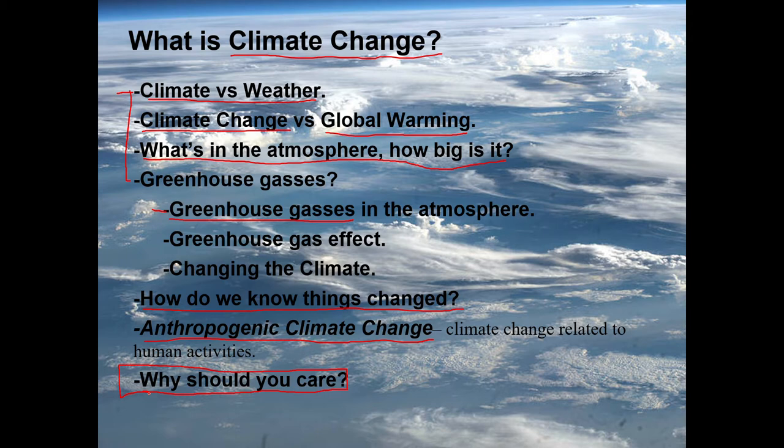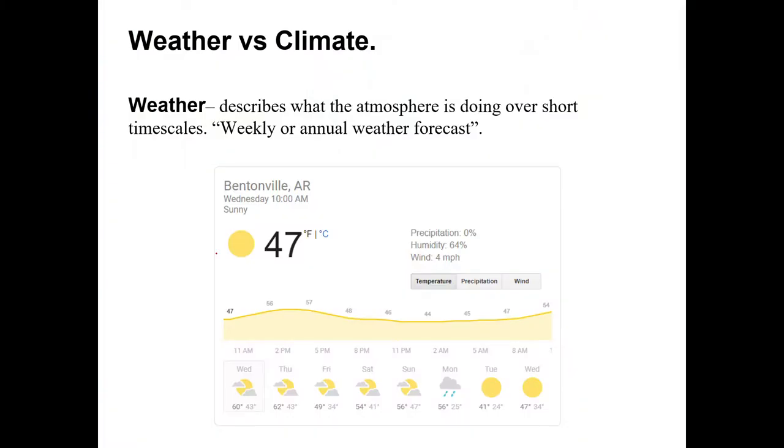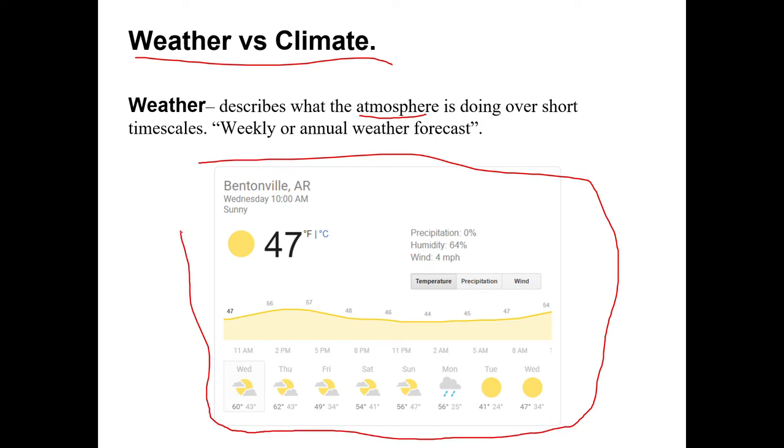Anyway, so let's begin. So first off, weather versus climate. Weather describes what the atmosphere is doing over short time scales, right? I can Google the weather, and it pops up with something like this.